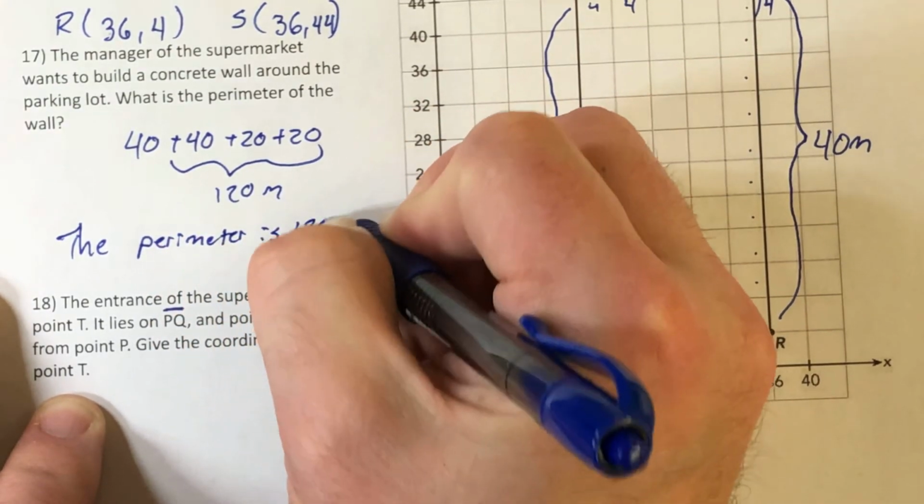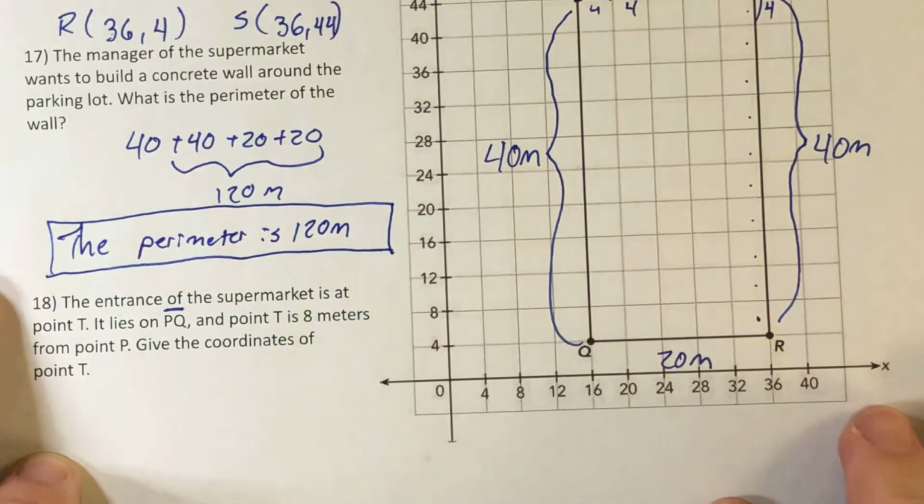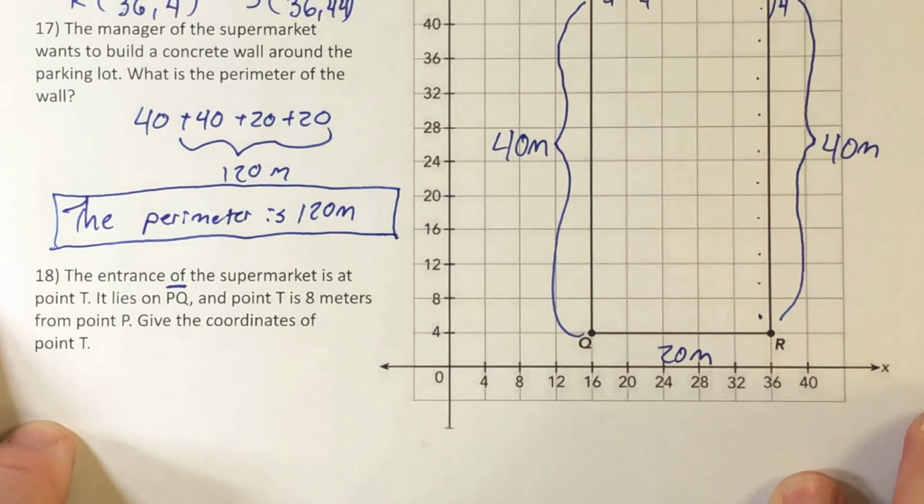is 120 meters. And this manager is in big trouble because, well, if you build a wall, how are the customers going to get in there? Yeah, I don't think he thought that through.